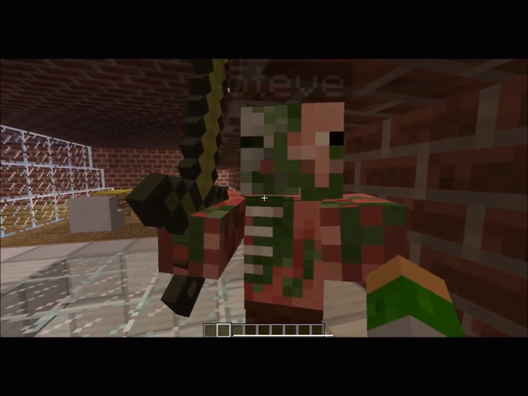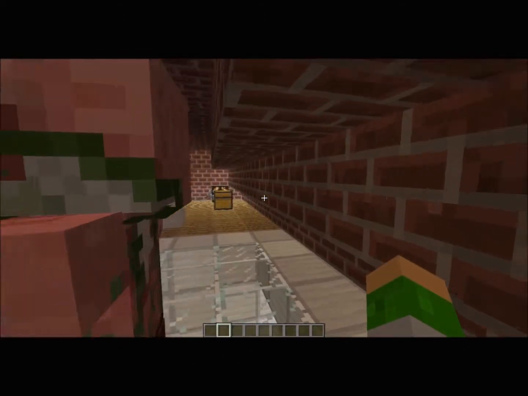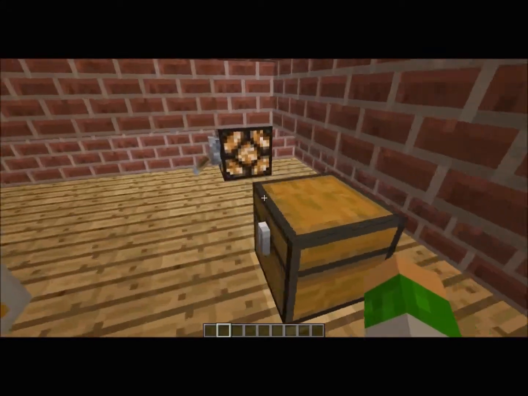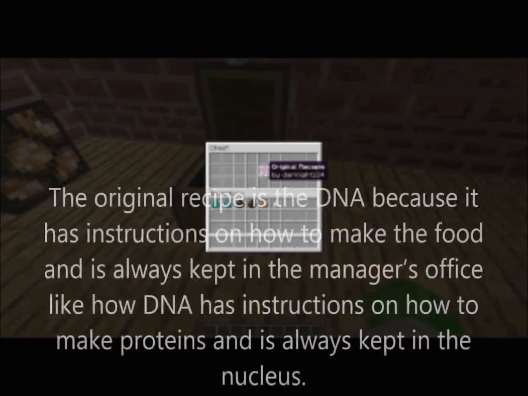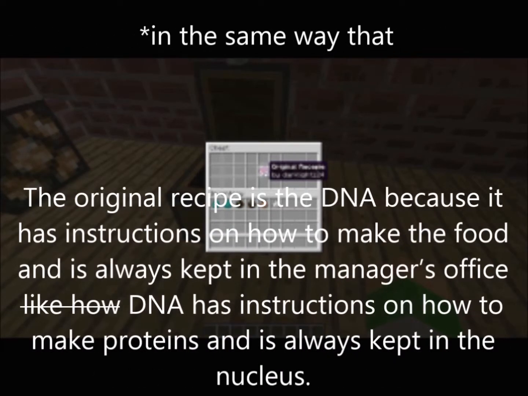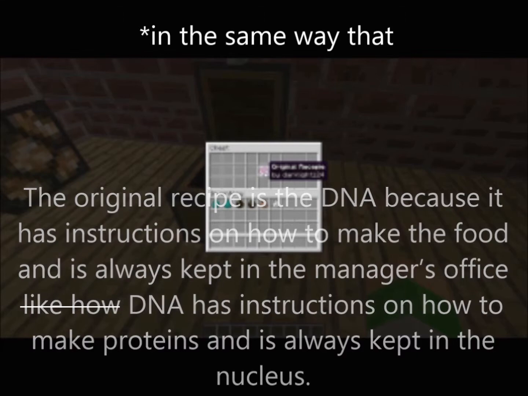So let's go behind the manager because oh, there's that chest. Anyways, what's in here? So this is the original recipe, and the original recipes are the DNA because it has instructions on how to make the food, and it's always kept in the manager's office, like how DNA has instructions on how to make proteins, and it's always kept in the nucleus.